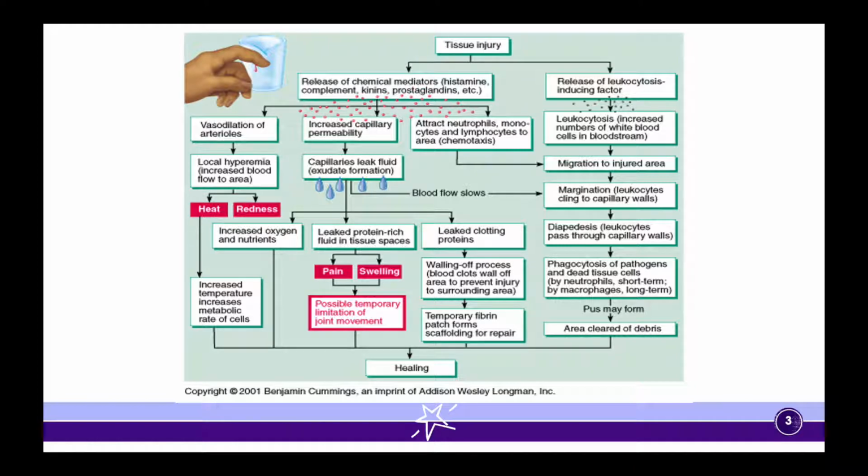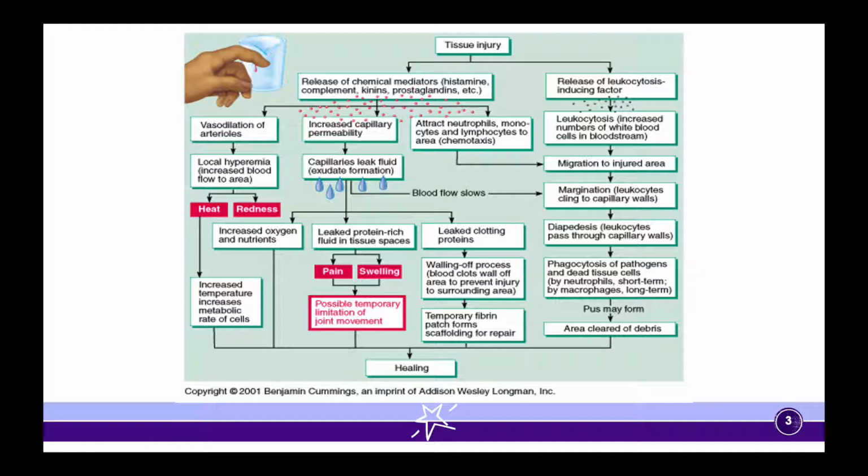So, with that release of the cytokines, or these chemicals, we'll see things like vasodilation of the arterioles, which can increase our blood flow, ultimately leading to the heat and the redness that we are experiencing as part of that hallmark of injury. That in turn will actually end up increasing the temperature and the metabolic rate of the cells. So it is in the process towards healing.